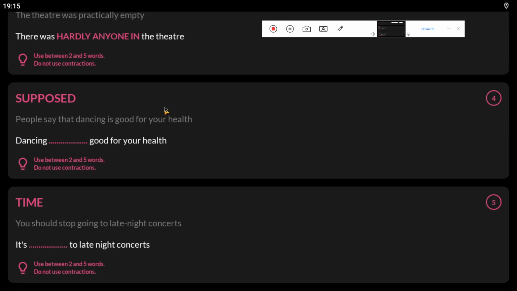The next one, supposed. People say that dancing is good for your health. So dancing, and we have supposed to be supposed to. We dealt with this structure once, as far as I remember. So dancing is what? Is supposed to be. Yes, perfect. Nice. Is supposed to be good for your health. That is supposed.